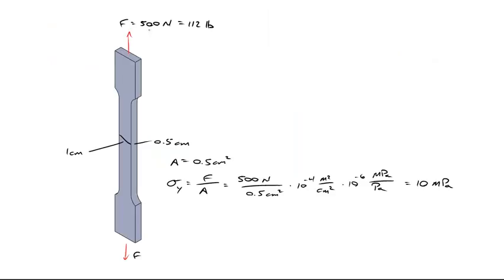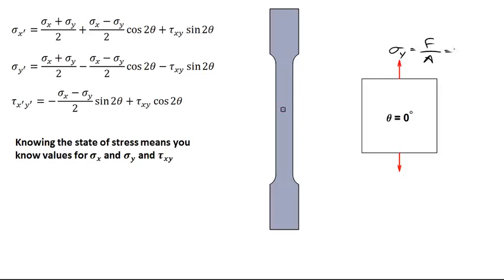For this problem, let's assume that a force of 500 newtons is being pulled on the sample, and we've got a cross-sectional area. Let's say it's a centimeter wide and a half centimeter deep, which gives us an area of a half square centimeter. Running through the calculations, being careful of units, I find that the normal stress in the vertical direction is equal to 10 megapascal. So that means I know the state of stress in this configuration. Sigma y is equal to 10 megapascal, sigma x is equal to 0, and tau xy, the shear stress, is also equal to 0. Something worth noting about these equations is that if theta is equal to 0, cosine 2 theta is equal to 1.